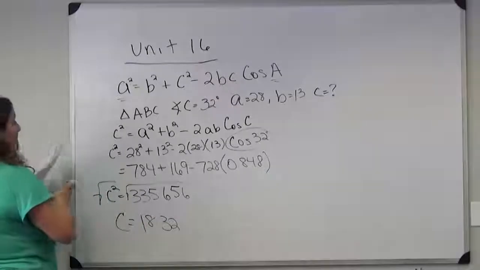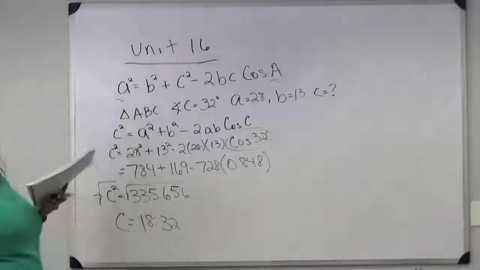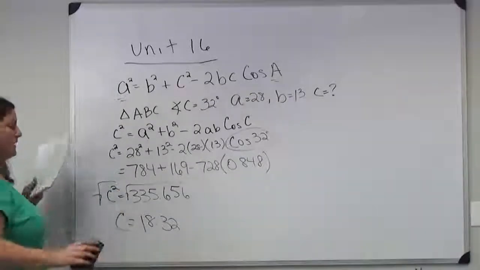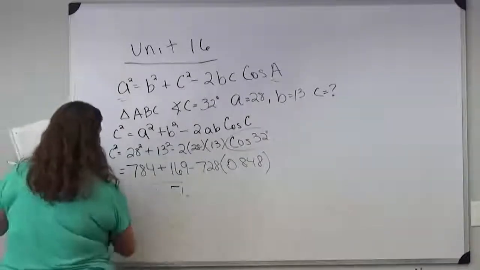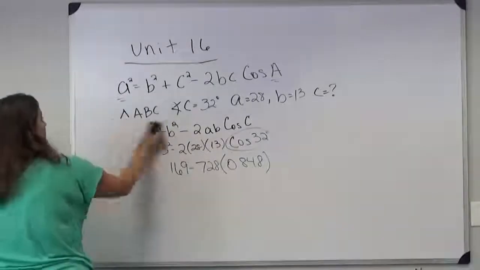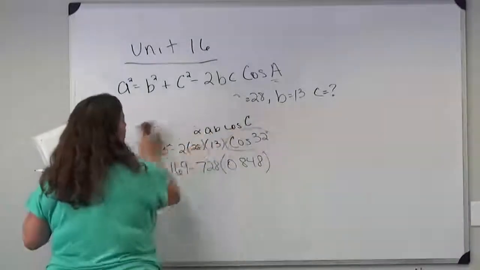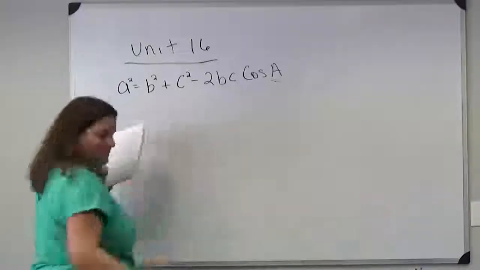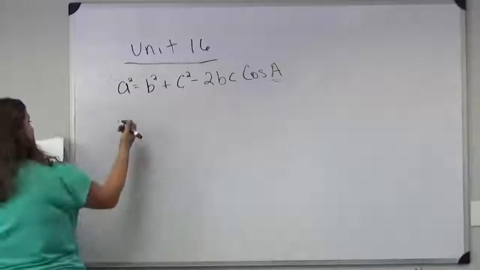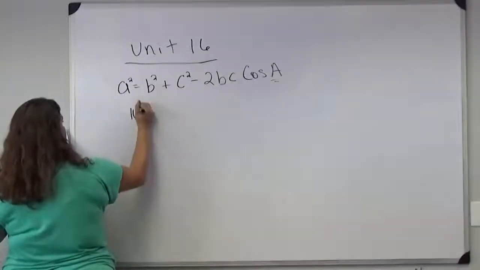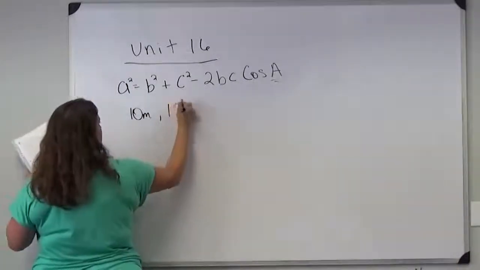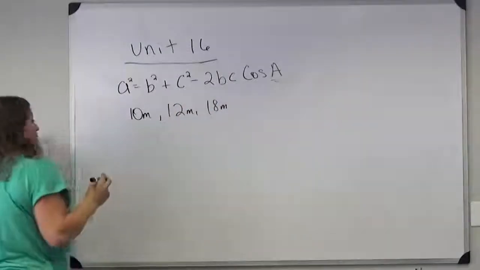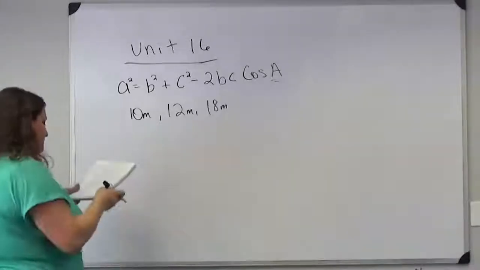18.32. So I'm going to do a couple more examples for you because there's a large variety of problems in this set of questions. So the next one, they're just going to give you the side measurements. You're going to keep using the same formula, but this one says that there's three sides that are 10 meters, 12 meters, and 18 meters. And it asks you to find the largest angle.